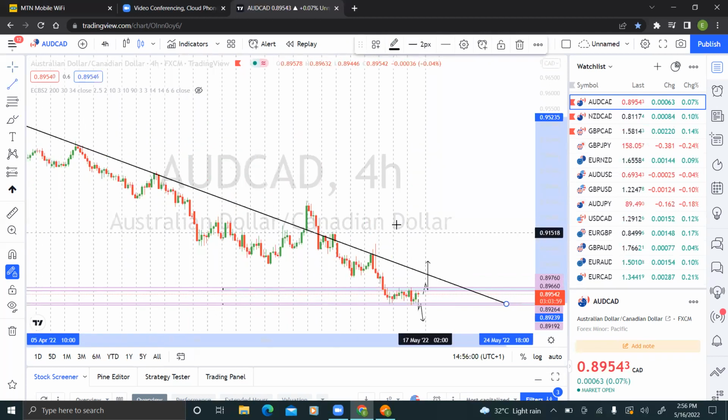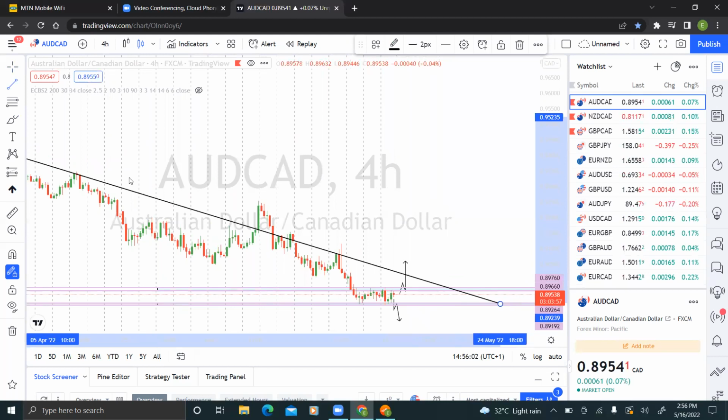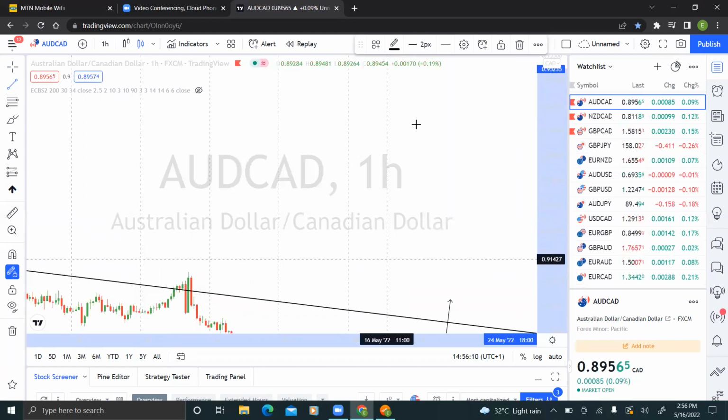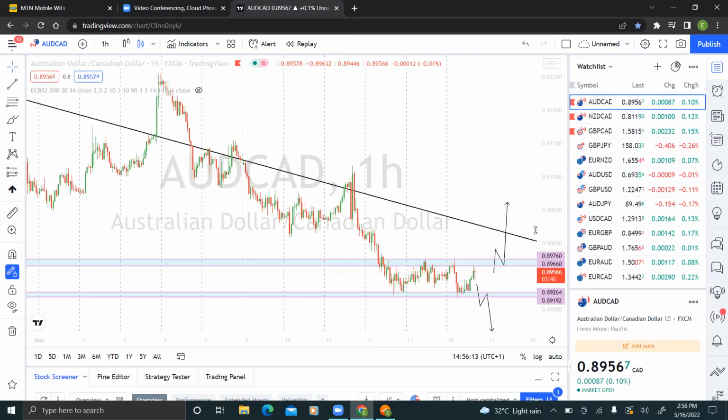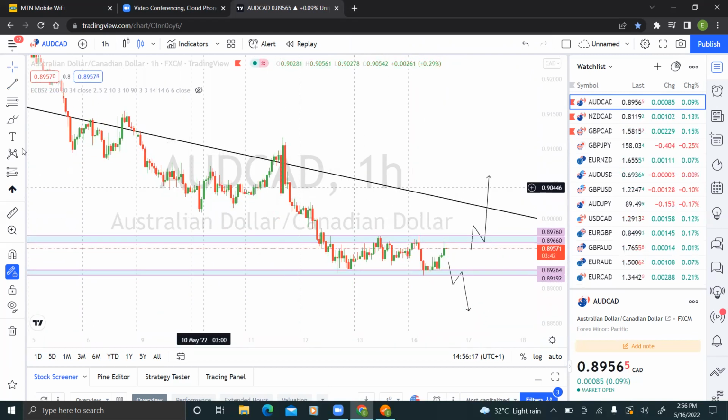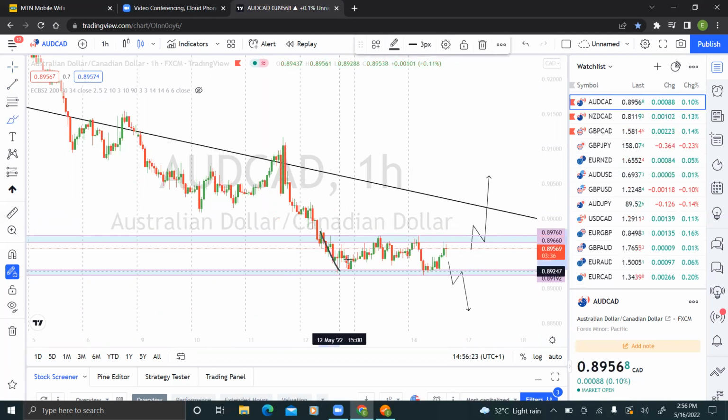Now, having done this on the 4 hours time frame, the next thing I want to do is go to the 1 hour. The 1 hour is where I actually carry out my analysis, right? And ladies and gentlemen, I can observe that with what is happening on AUD, the Australian dollar to the Canadian dollar, there's a sort of consolidation right here. Market has been consolidating between this area.